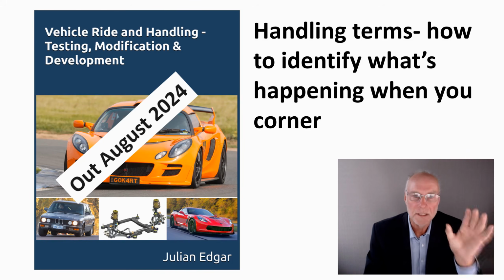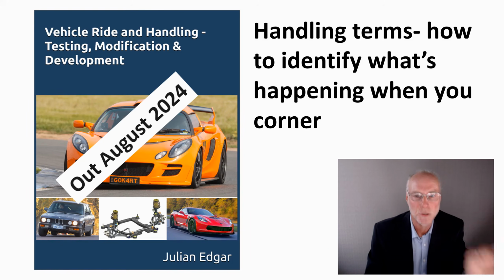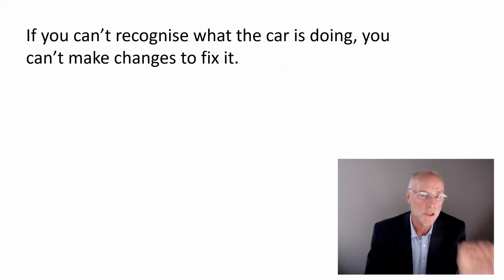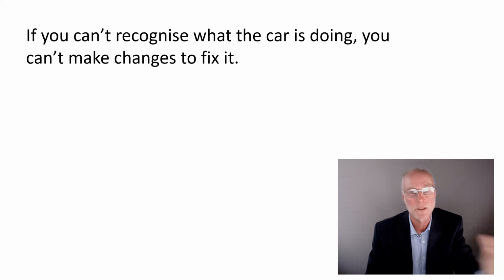What I want to cover in today's video are handling terms: how to identify what's happening with the car when you corner. Why is that important? Well, if you can't recognise what the car is doing, you can't make changes to fix it. You've really got to be able to identify if the car is doing something poor, what is it doing? And then you can make suspension changes that will actually fix that behaviour.